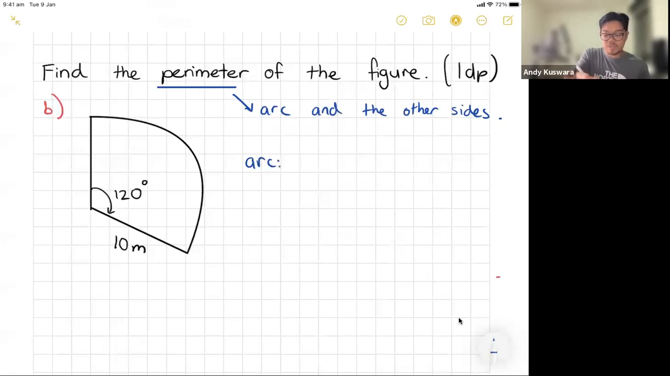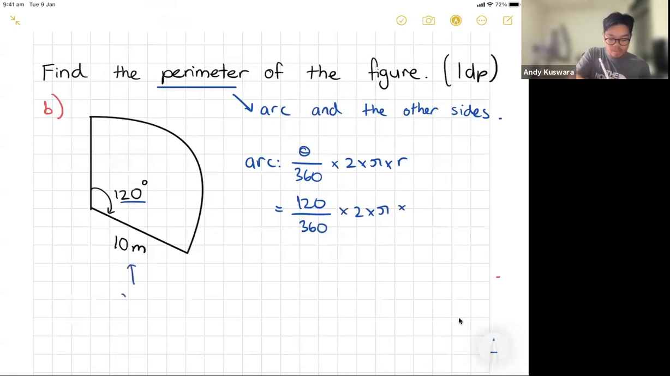The arc we know is going to be the angle. So remember, it's some sort of angle over 360 times 2 times pi times r. That's our formula. Here it's going to be 120 on 360 because that's our angle, times 2 times pi times the radius, which here is 10.